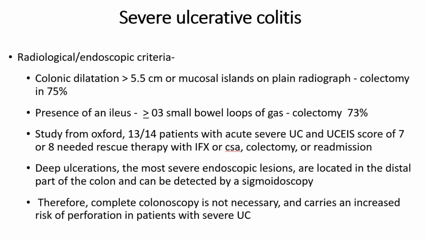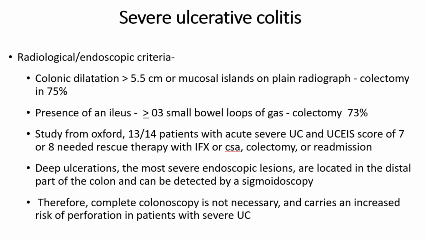Deep ulceration, the most severe endoscopic lesions are located in distal part of colon and can be detected by sigmoidoscopy. So as I said, the inflammation will be more in the rectum. It gradually increases from proximal to distal, that is, inflammation more in the rectum than the sigmoid. It is less in the descending colon and transverse colon. So the severe lesion can be detected by sigmoidoscopy because the most affected part will be the distal part, the rectum or sigmoid. Therefore, complete colonoscopy is not necessary and carries an increased risk of perforation in patients with severe ulcerative colitis.